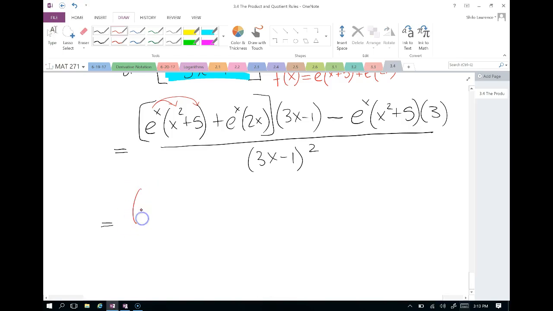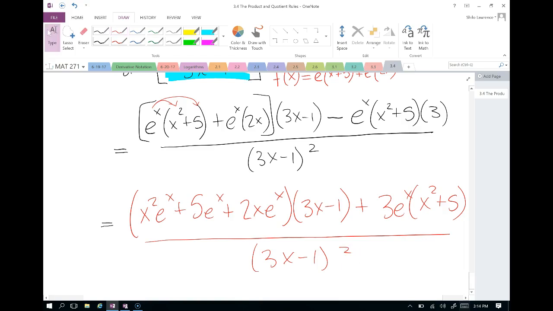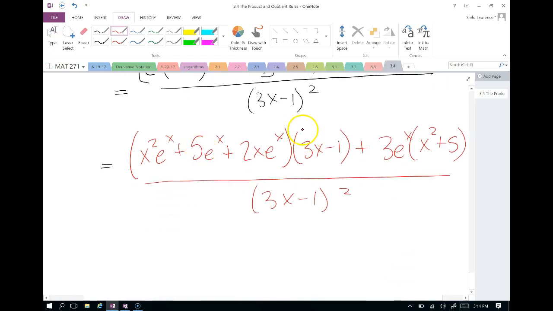So this is e to the x times x squared plus 5, and actually I usually like my e to the x as my second factor. So this is x squared e to the x plus 5e to the x plus 2x e to the x, times 3x minus 1, plus 3e to the x times x squared plus 5, all over 3x minus 1 squared. And we could go ahead and distribute all of this stuff if we want.